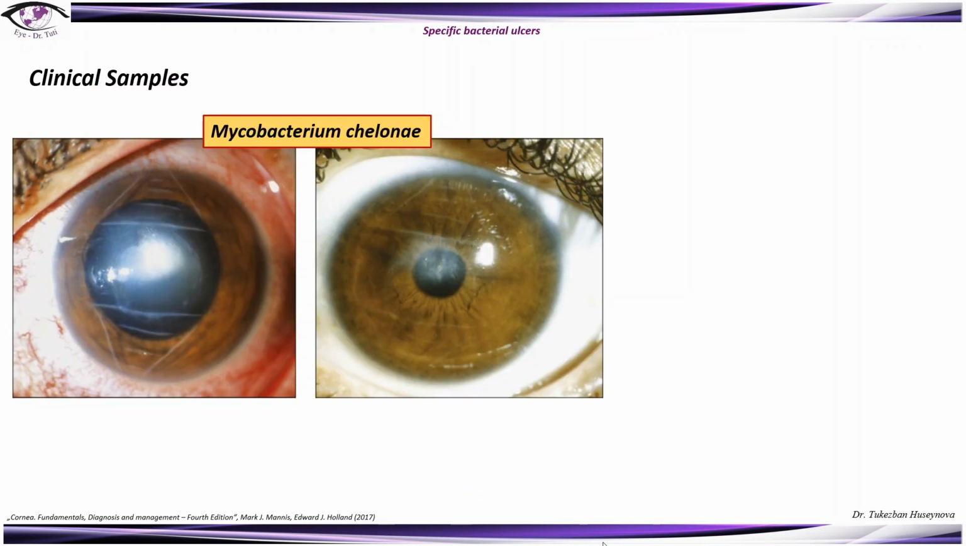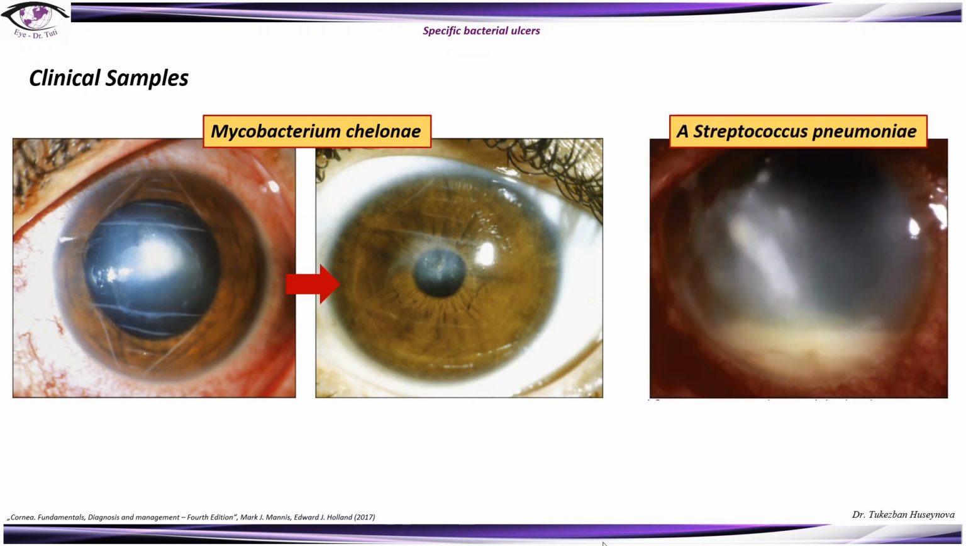In this clinical sample, we can see a Mycobacterium chelonae case of keratitis following a refractive keratotomy procedure, and the resolved Mycobacterium infiltrate following antibiotic therapy in the same patient. And the second figure is a Streptococcus pneumoniae corneal ulcer in an immunocompromised patient with deep stromal infiltrates and dense hypopyon.